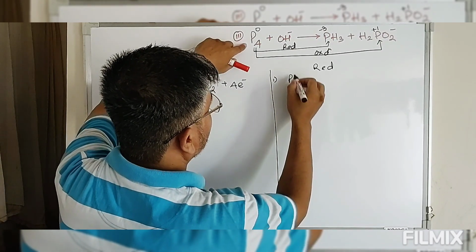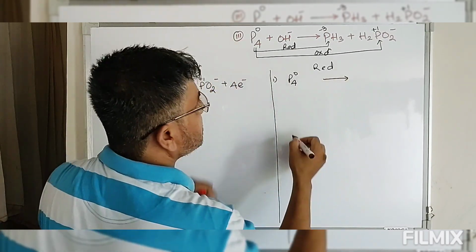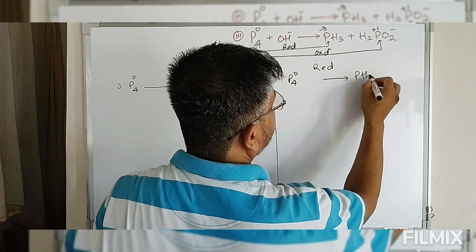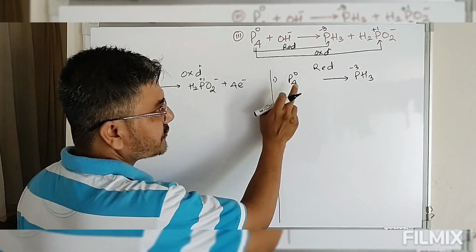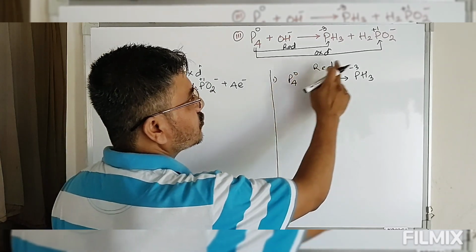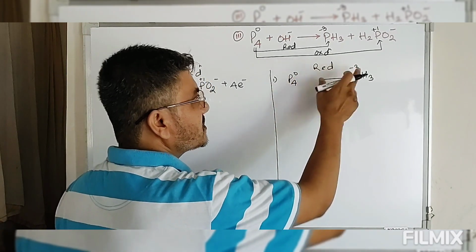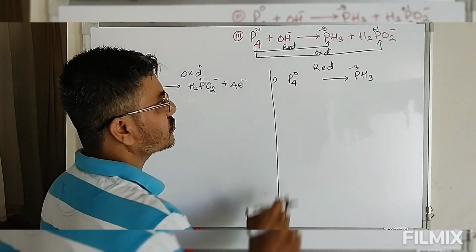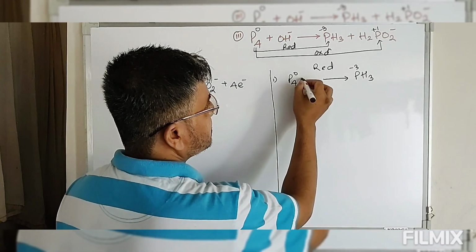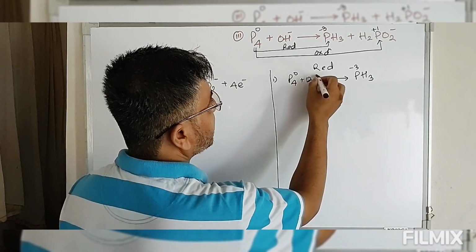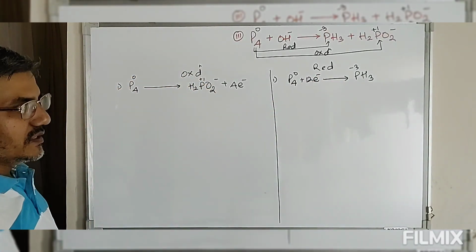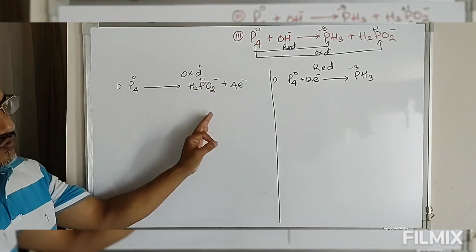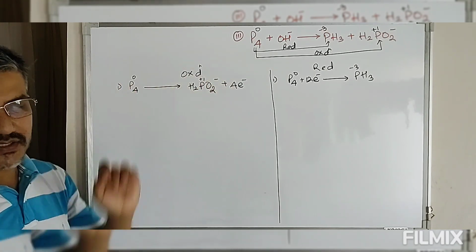Phosphorus P4 is reduced to PH3, -3. Now look at this. Each phosphorus is converting from 0 to -3. So there must be gaining of 3 electrons. Since there are 4, 4 times 3 is 12 electrons. This is the separation into oxidation and reduction.